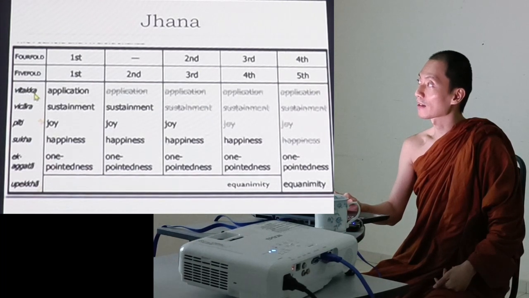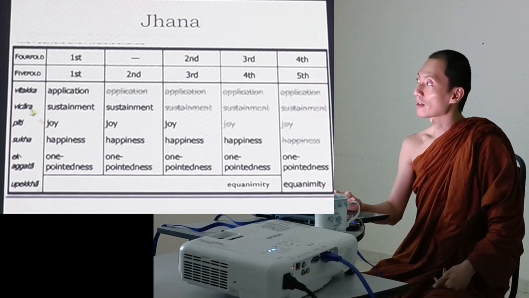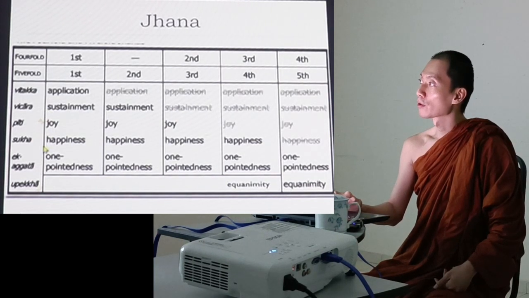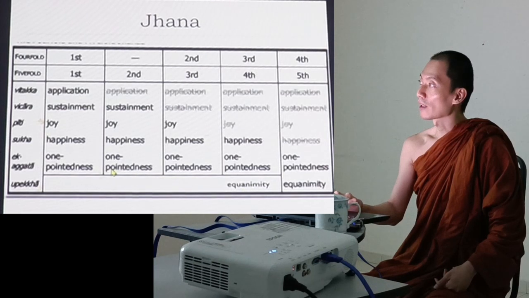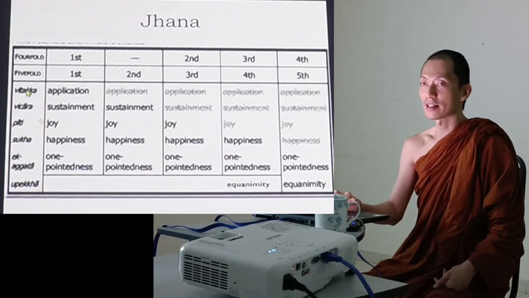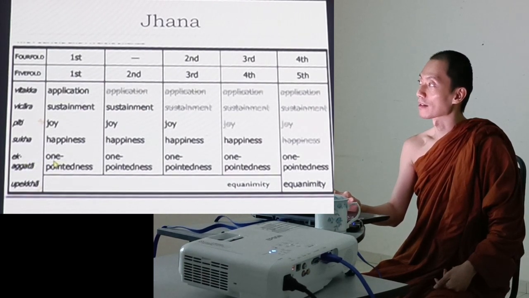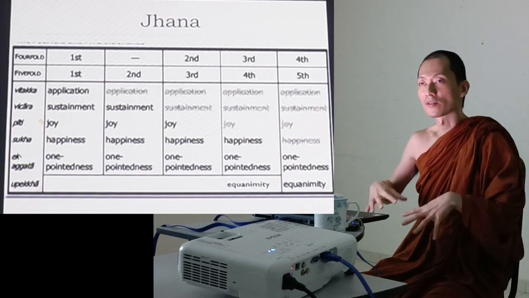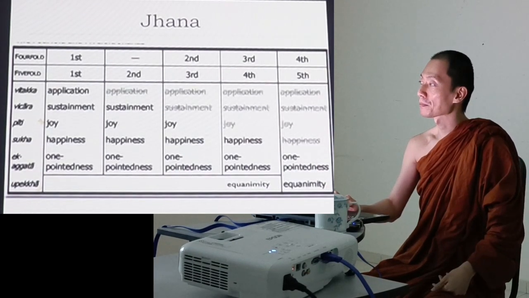The first factor, Vitaka, is the initial thought or initial application of thought. Vichara is the sustained thinking. Piti means joy, Sukha means happiness, Ekagata means one-pointedness, and Upeka means equanimity. Normally you might see this, but most of the suttas won't have this Ekagata, one-pointedness. This one-pointedness of the mind is actually the settling of mental fabrication. Once the mind is settled, then it's called one-pointedness.